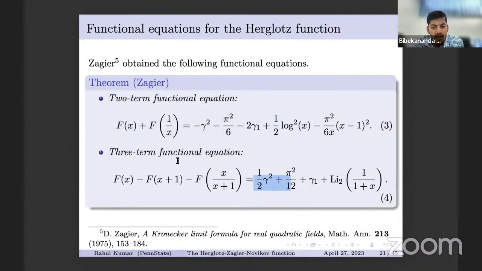So here, what is x? x is just in the cut complex plane.